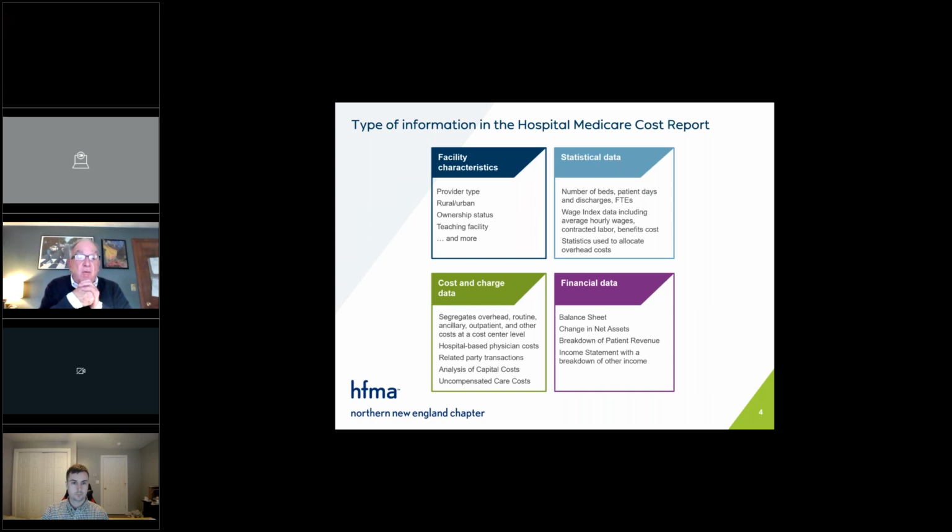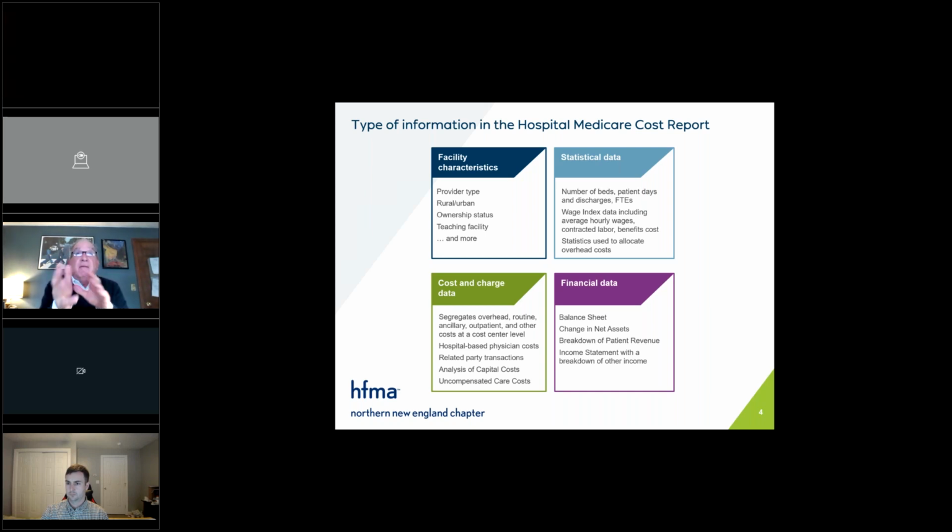It also segregates overhead, routine, and ancillary charges. So, you can go to the cost report, and if you wanted to know what your operating room charges were, you could go to Schedule C and see your operating room charges. It'll break down your radiology charges, all of your ancillary charges, and it also will report on your inpatient day rate charges for adult and pediatric, ICU.